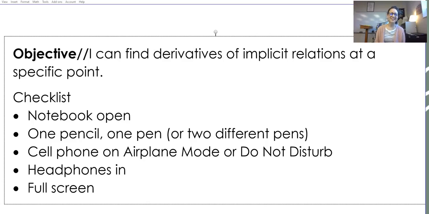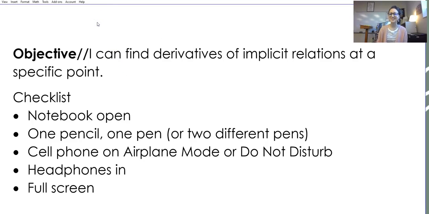Hi Calculus, welcome back. Our objective today is going to be to find derivatives of implicit relations at a specific point. So we're just going to do a little bit of a continuation of our last lesson.